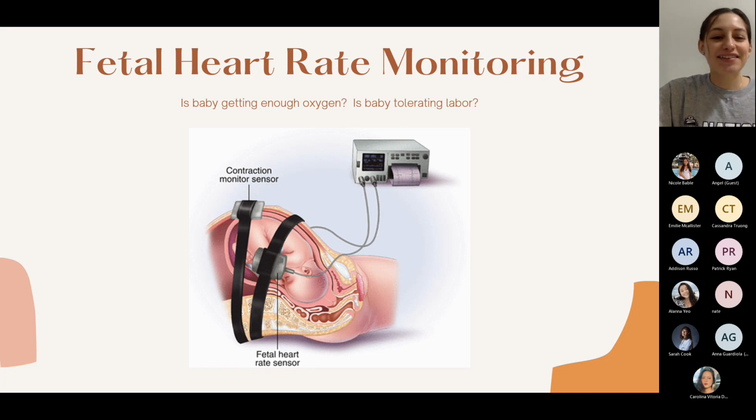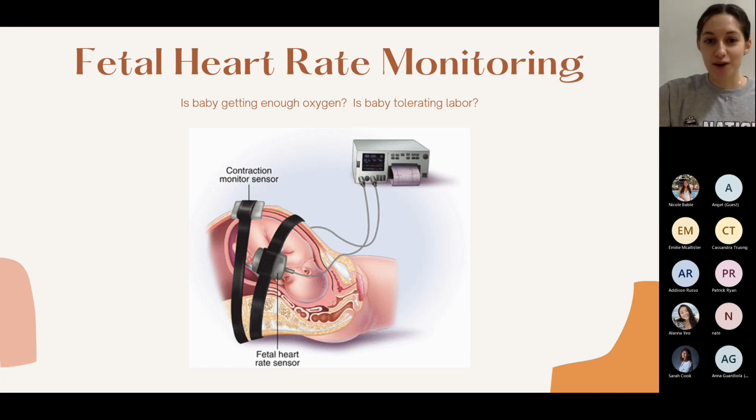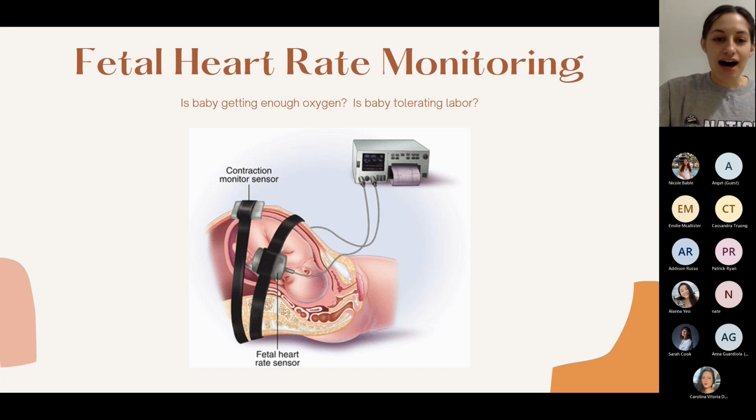We're good. So the first thing is just going to be the basics of fetal heart rate monitoring. My public health clinical, fun fact, is actually at a high-risk OB clinic, so I've been doing a lot of fetal heart monitoring. But our big thing here is just, is baby tolerating labor and is baby getting enough oxygen?